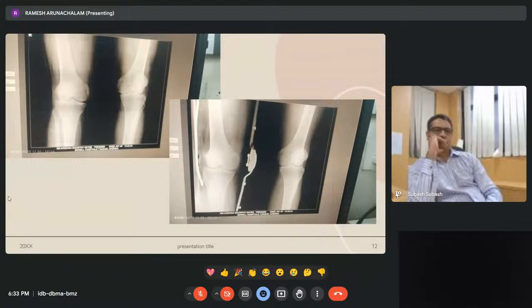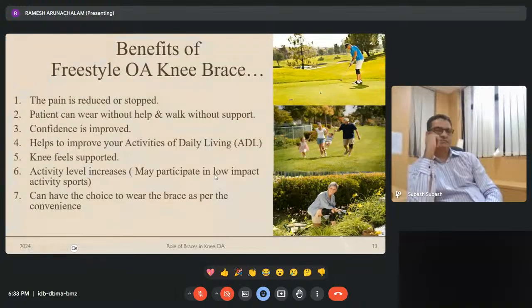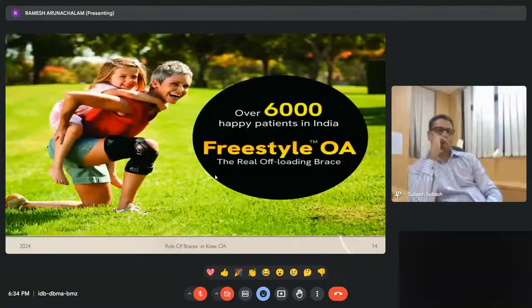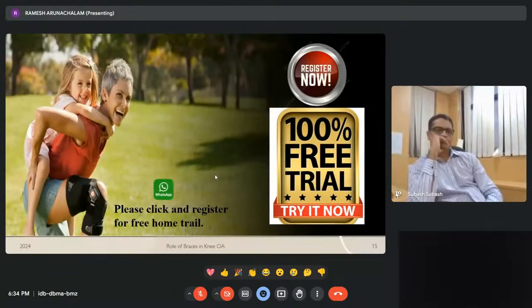This is another patient's X-ray, and you can visibly see the joint space. This is the major benefit of the Freestyle OA knee brace. In India, more than 6,000 happy patients are there. If anyone wants to try this brace, we are ready to give a free trial in Bangalore. You can register after this program. Our people will come to your doorstep and apply it, and you can feel the product.